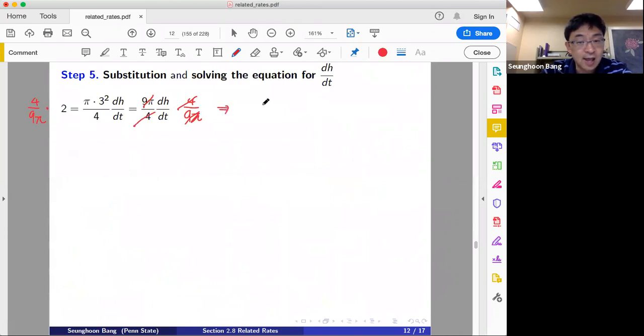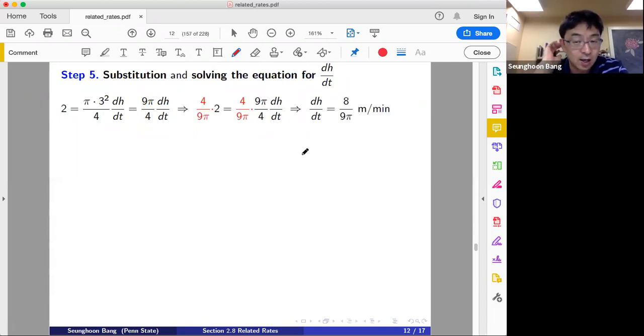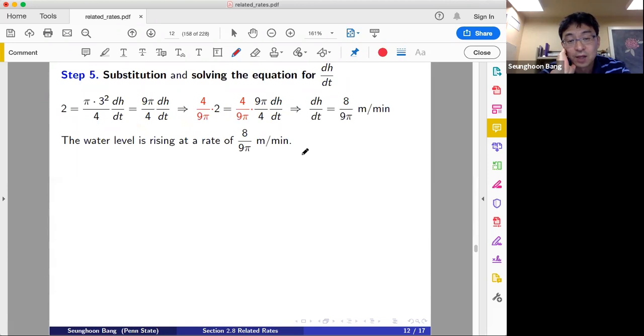The right hand side has dh over dt equals 8 over 9 pi. So that's it. This is the idea. So we have 8 over 9 pi meters per minute. The water level is rising at a rate of 8 over 9 pi meters per minute.